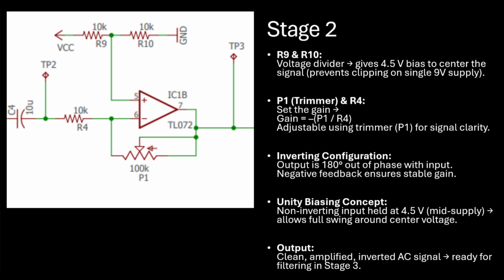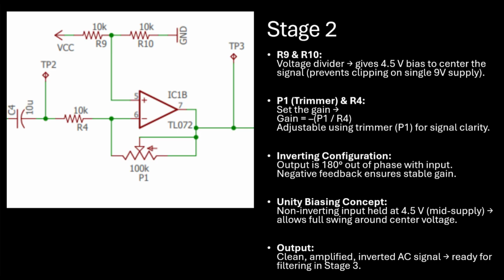Because P1 is adjustable, we can fine-tune the gain. Increasing P1 increases gain, decreasing it lowers gain. This lets us match the signal level to what's needed in the next stages. Too little gain, and the signal is weak. Too much, and it clips.